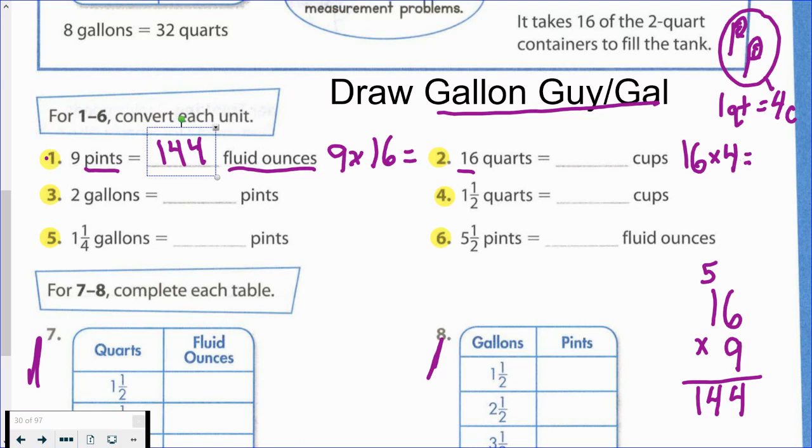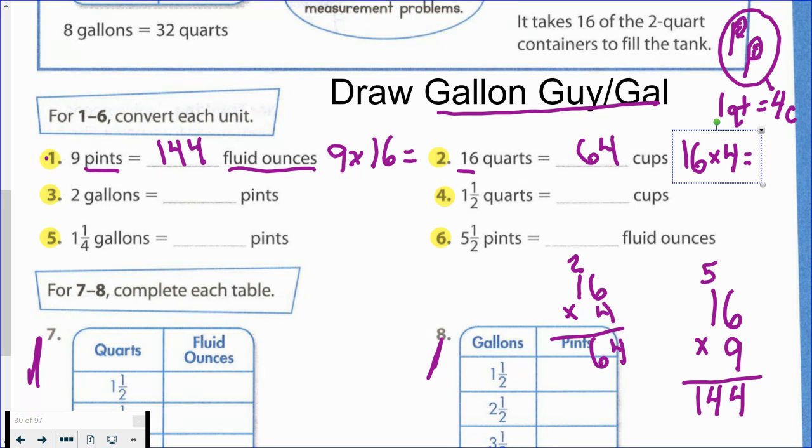We can multiply. Again, calculator would come in really handy. If you don't have a calculator, find a space where you can do a multiplication equation. Set it up vertically. 4 times 6 is 24. Don't forget to regroup. 4 times 1 is 4. 4, 5, 6. I added the 2 at the top. So I get the answer of 64 cups. Again, great time to check your work with the calculator.